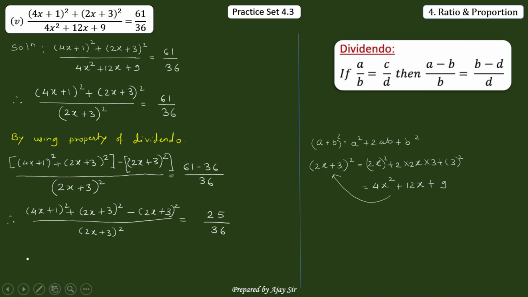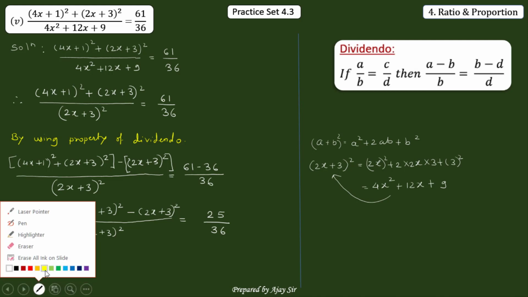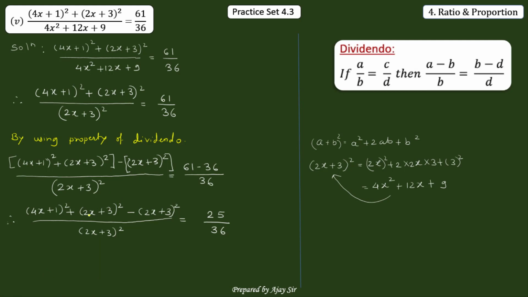Now here let us check the plus and minus terms. This is a plus term and this is a minus term, so these two terms get cancelled. The remaining terms we write as they are. So (4x+1)² remains in the numerator, divided by (2x+3)², and it is equal to 25/36.